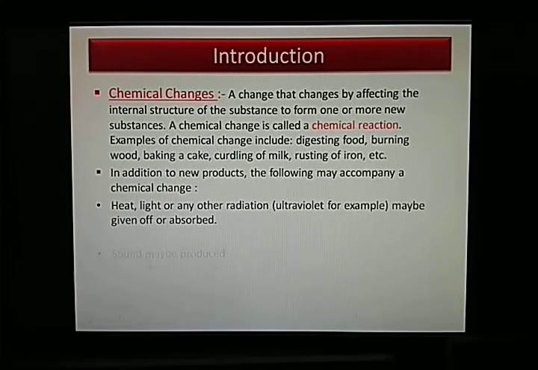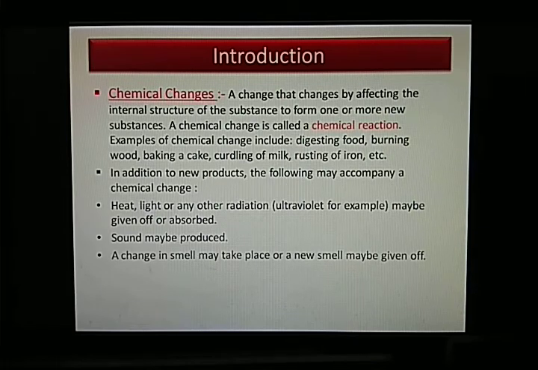The next point says sound may be produced. Yes, sound may also occur. Sound, like bursting. Say for example, the bursting of crackers. Why does the sound occur? Because there are some chemicals inside that firecracker. So not only does the firecracker blast itself, but there is also sound produced. But can we get back that firecracker after it blasts? No. It is a chemical change. We cannot get back that old substance.